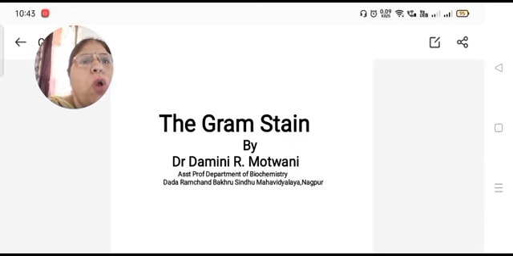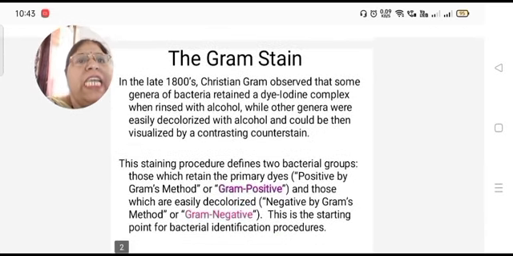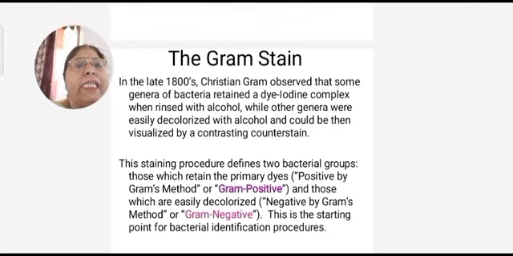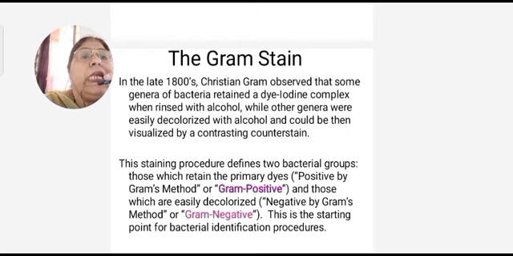Today I am going to talk on the topic gram staining. In the late 1800s, Christian Gram observed that some genera of bacteria retain a diiodine complex when rinsed with alcohol, while the other genera were easily decolorized with alcohol and could then be visualized by the contrasting counterstain. This staining procedure defines two bacterial groups. Those which retain the primary stain were known as gram-positive bacteria, and those which were easily decolorized were known as gram-negative bacteria.